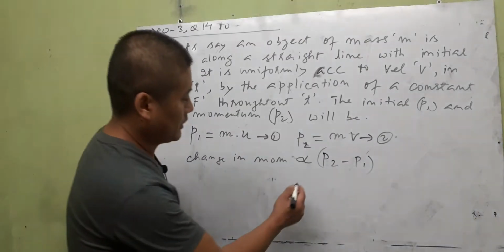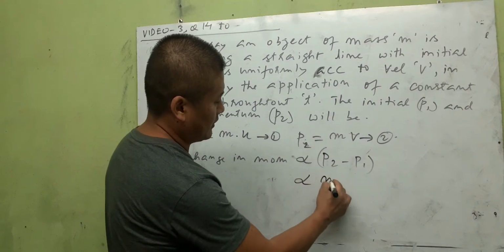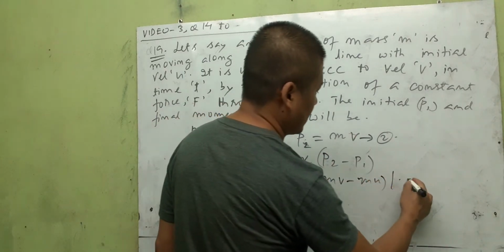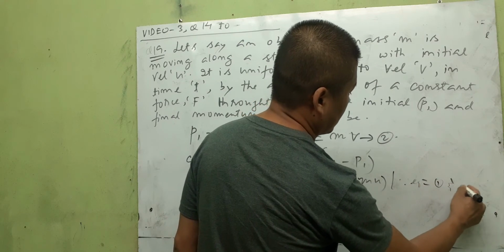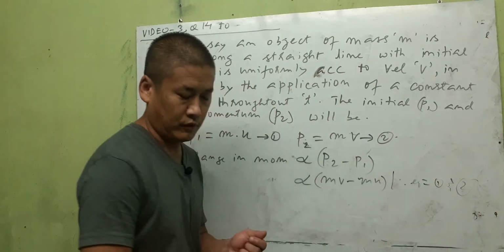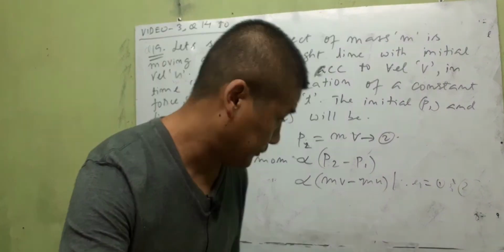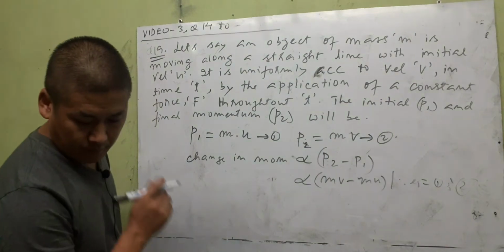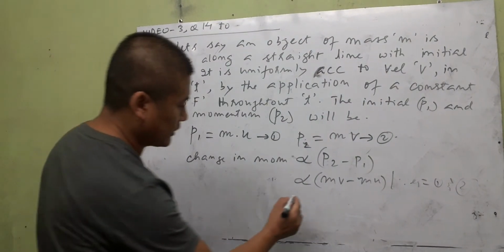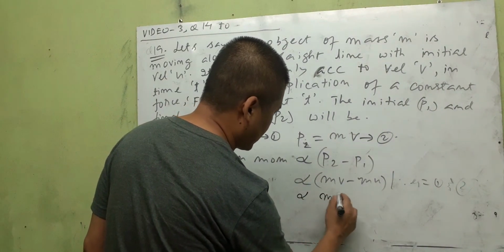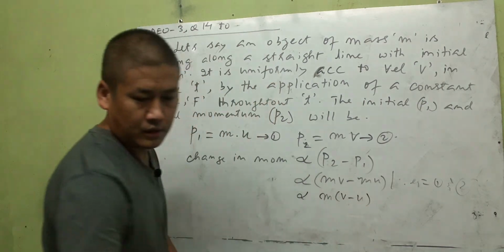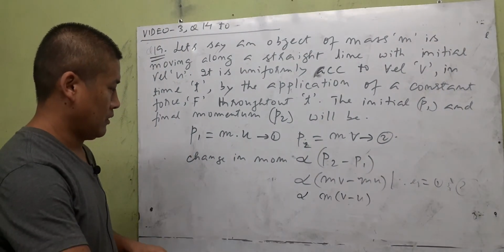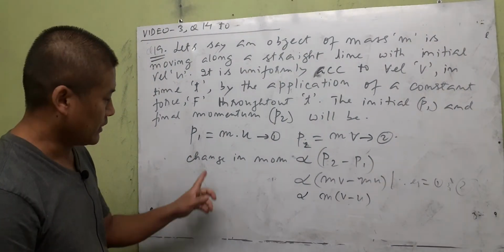Then this is equal to, here, P2 is mv minus P1 is mu. As you can see, it's using equation 1 and 2. Now next, as we continue, that will be directly proportional to m, which is common, you can take it out, times v minus u. We can write it like that. Once we're through with that, let us say change in momentum is here.